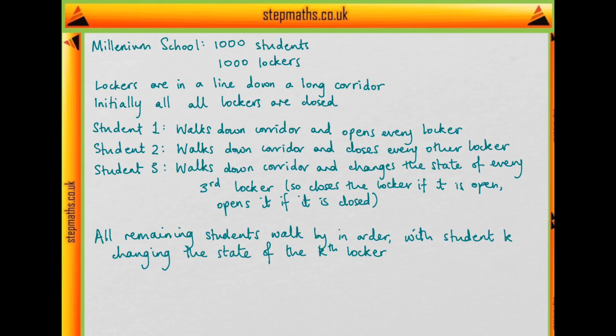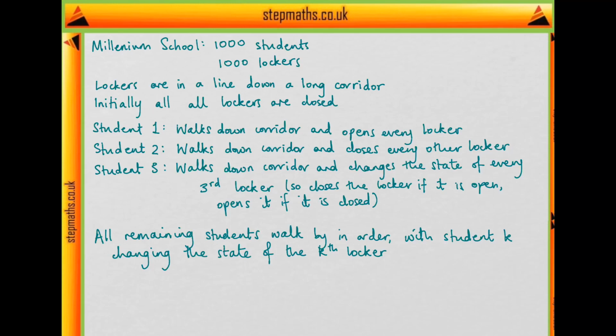So the first student goes by and opens every locker, and then the second student walks down the corridor and closes every other locker, so they close locker 2, 4, 6 and so on. So at that point there are 500 lockers that are open and 500 that have been closed.